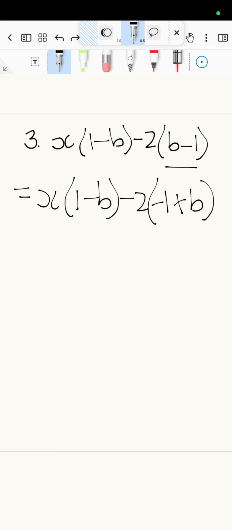And this is what I'm going to do to change my signs. So I'm going to take this thing out here quickly. So I've got a minus 1 plus b. I need to change all of the signs.